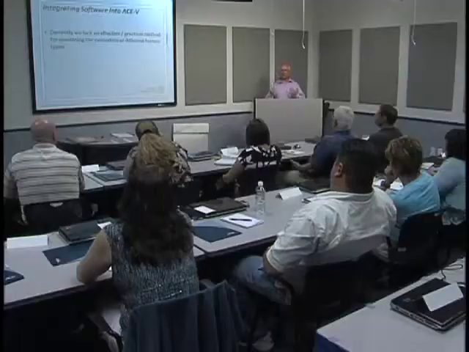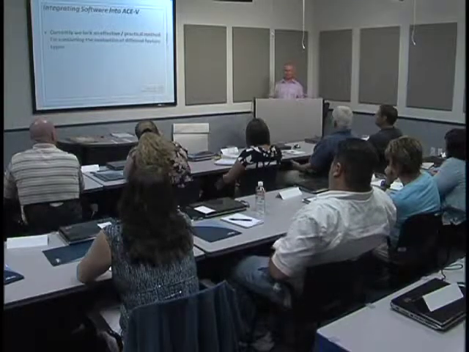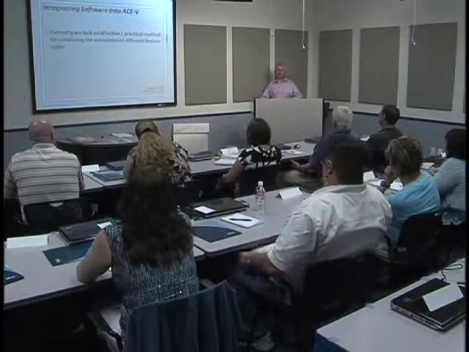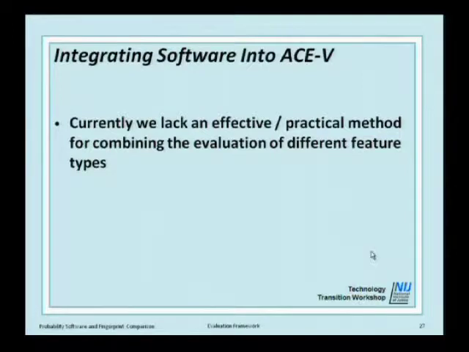But one of the things we lack, we've got ACE-V, and there's no reason why we should throw ACE-V away. In fact, we shouldn't throw ACE-V away. ACE-V is a very, very good way of explaining our process. It doesn't need to be thrown away, it needs to be added to. So we can look at ACE-V and say, well, one of the things we don't really have is an effective and practical method of combining different observations at the evaluation.